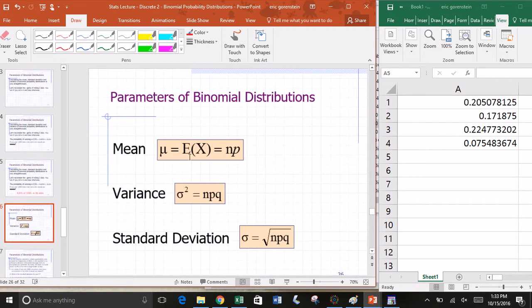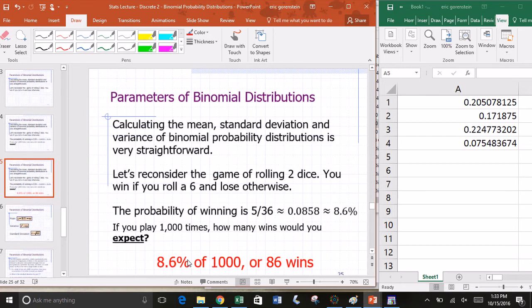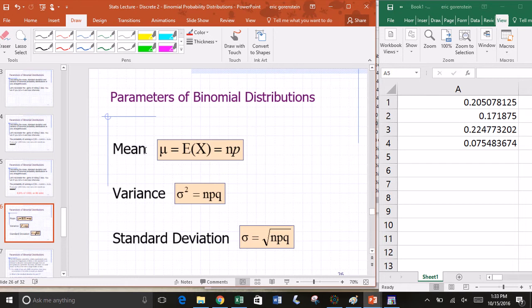So here are the parameters. The mean of the binomial distribution is the expected value, which is n times p, which is what we did here. 8.6% of 1,000, so we did n, which is 1,000, times p, which is 0.0858. Okay, so mean is n times p, variance is n times p times q. And if that's the variance, standard deviation is the square root of the variance. So mean is np, standard deviation, square root of npq.